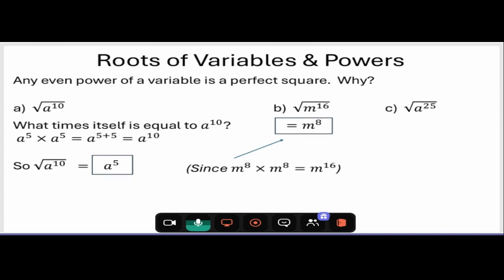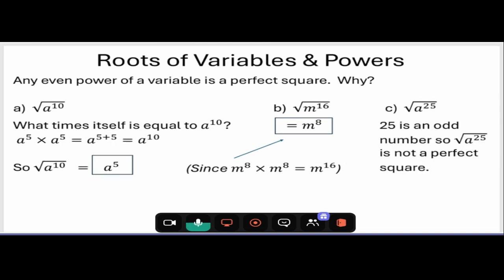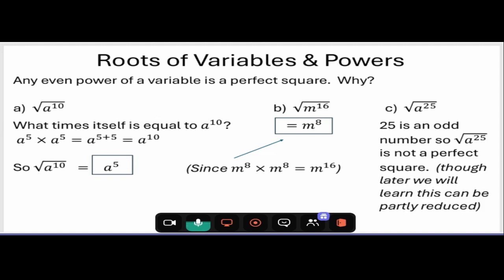And this last one over here, well, that's an odd number. So a to the power of 25 is not a perfect square. We can't just get rid of that root sign like we could for these two over here, but we will later on in the lesson learn what we can do to partially simplify that.